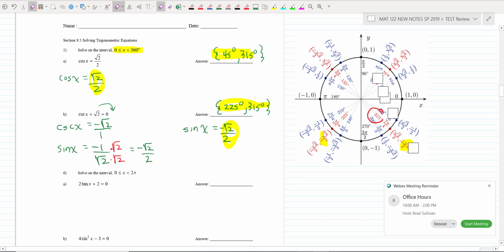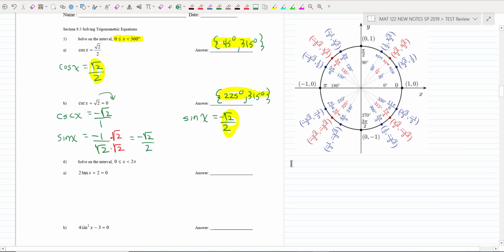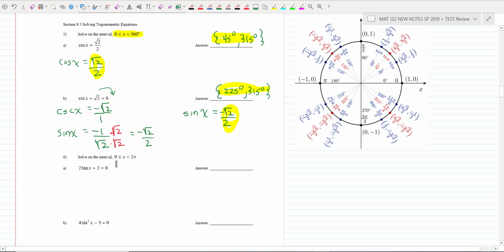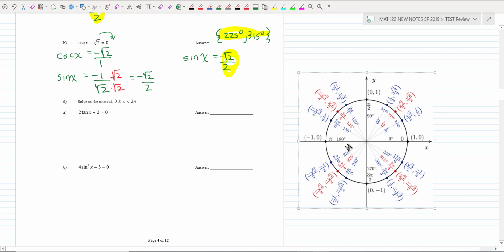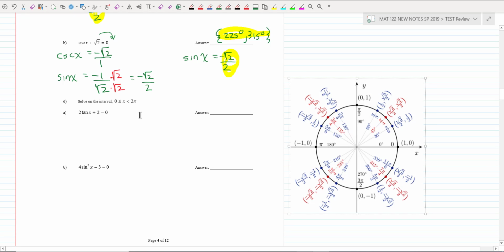Okay, so now the next thing that I want to take a look at is the next set of problems. They are the same kind of idea, except what you're doing is you're interpreting on the unit circle, but you're getting your answer in radians. So that's what's going to make this a little bit different. So let's go ahead and do these two problems then.